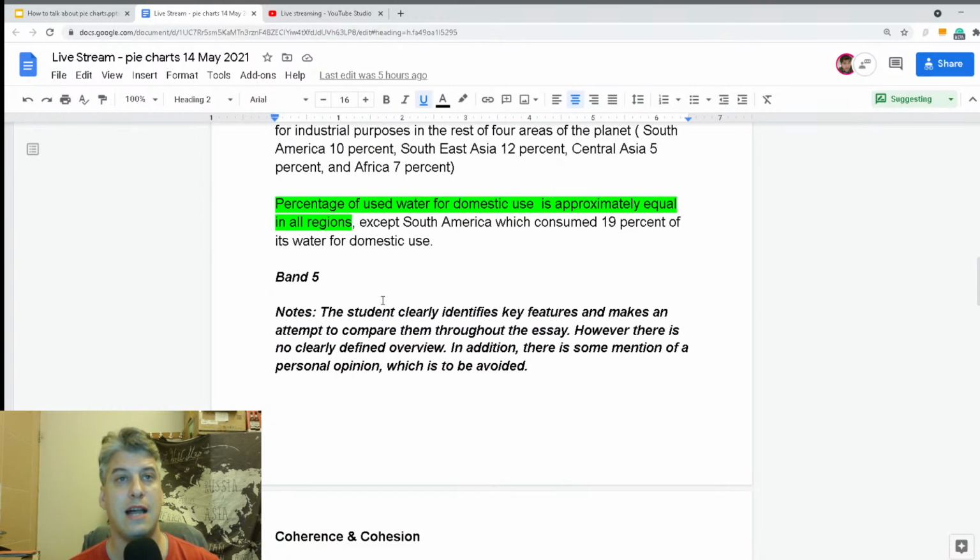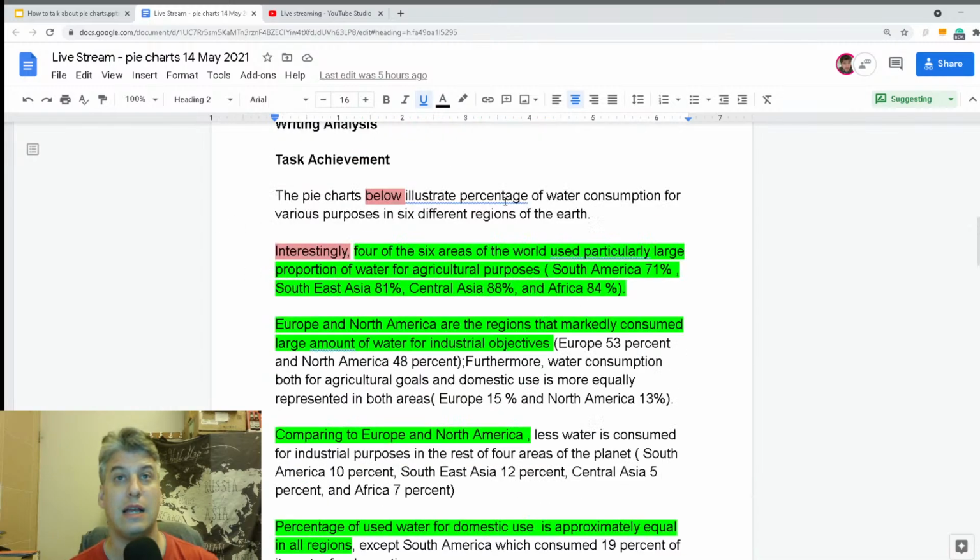But if you look down here, I only gave the writer a band 5 for this part, because I said, the student clearly identifies key features and makes an attempt to compare them throughout the essay. However, there is no clearly defined overview. If we look back, after the introductory sentence where he tells us what the pie charts are about, he jumps straight into one of the main features, that 4 of the 6 areas use a lot of water for agriculture. And yeah, there's no overview.